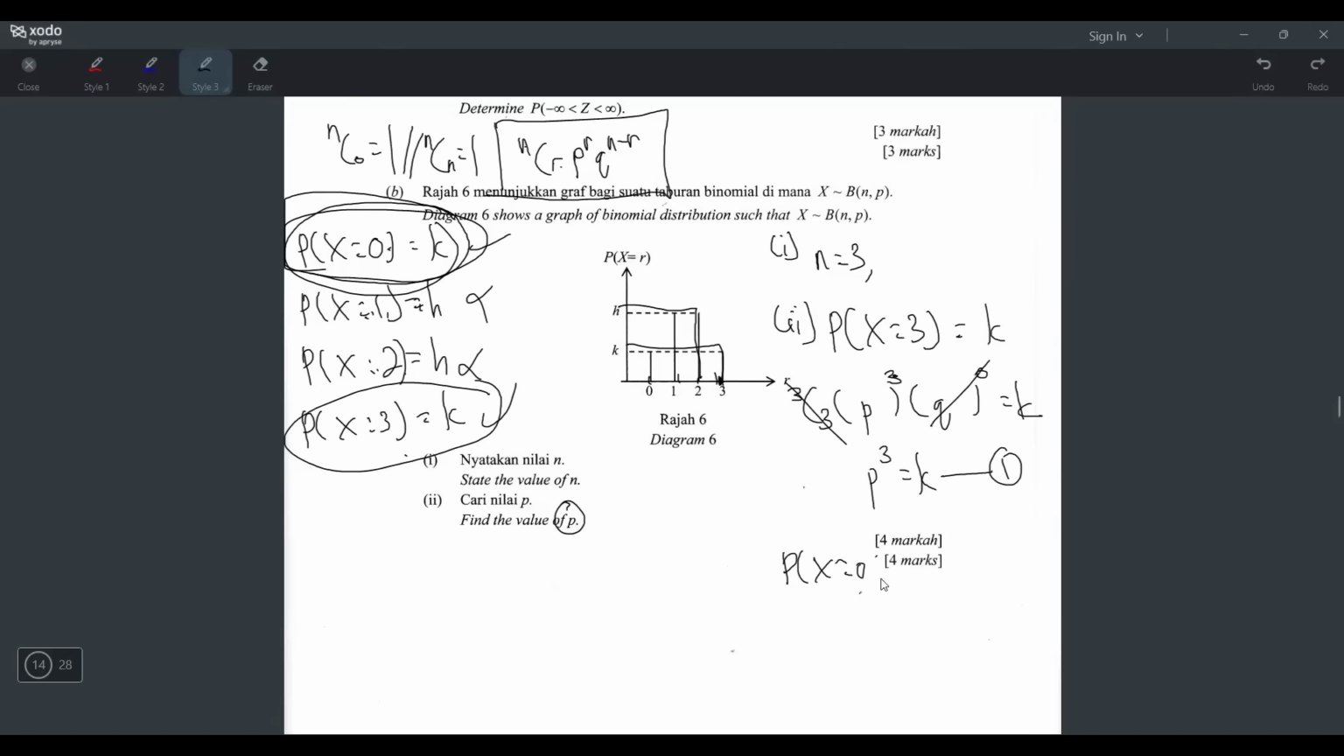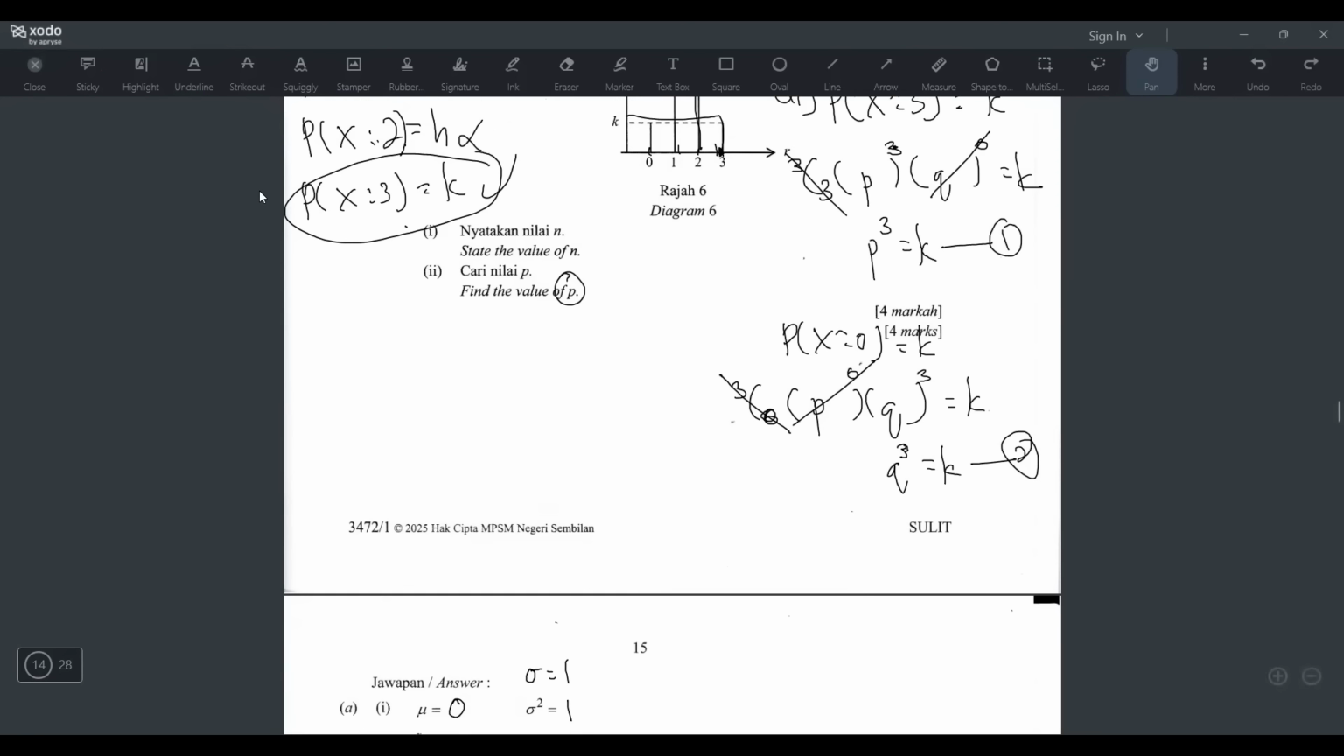P(X = 0) equals k, and then the formula 3C0, brackets. Okay, this one is the probability of success, p, this one is q. The power is the same as the number down here, 0, and 3 minus 0 here, 3, equals k. Okay, 3C0 can cut because it's 1. p power 0 is also 1. Anything power 0 is 1. So you end up with q power 3 equals k, right? And that's your equation 2. And now you can do simultaneous equations.